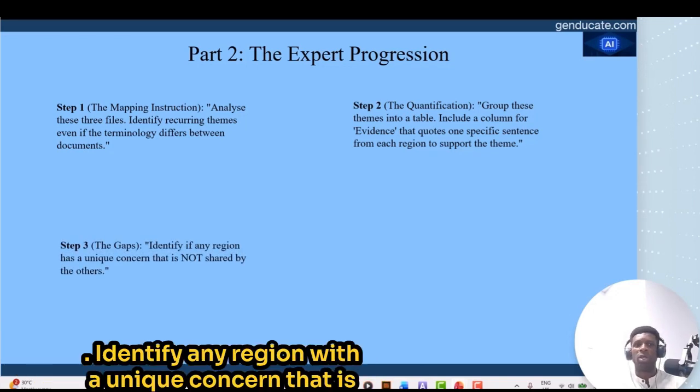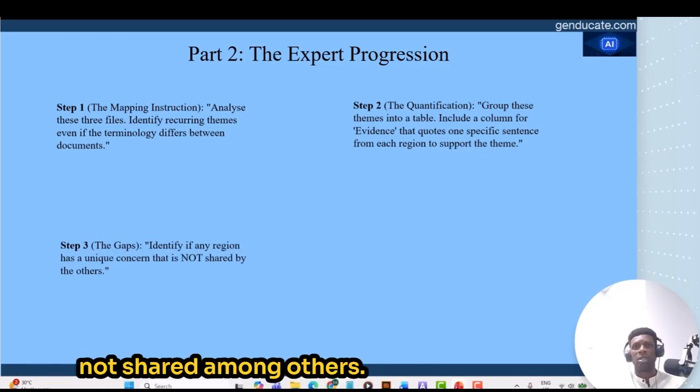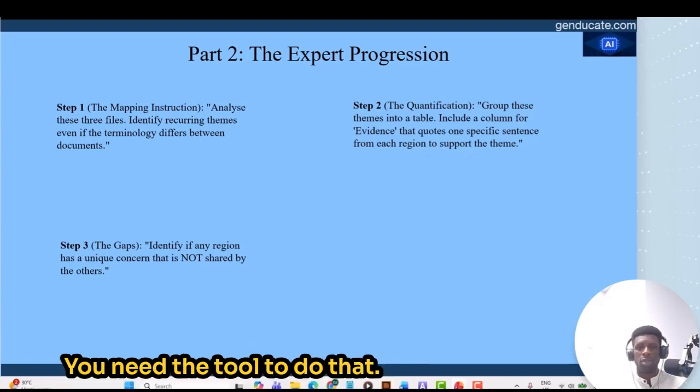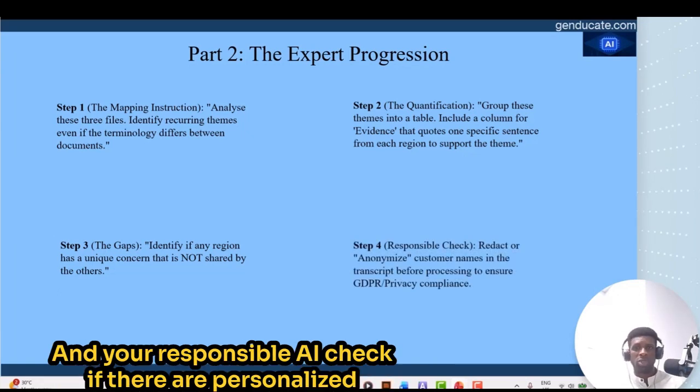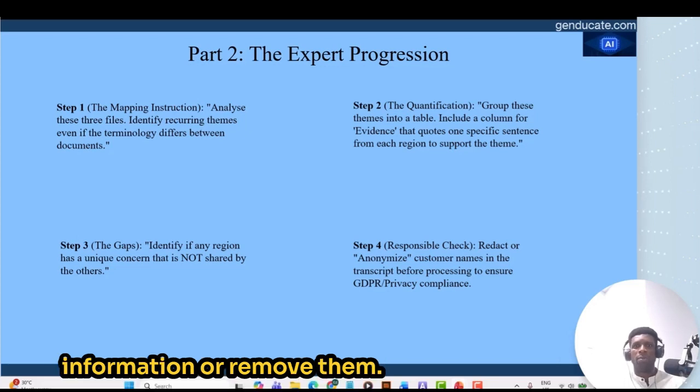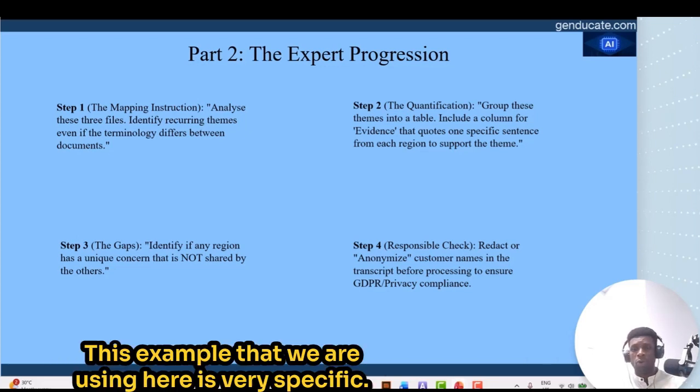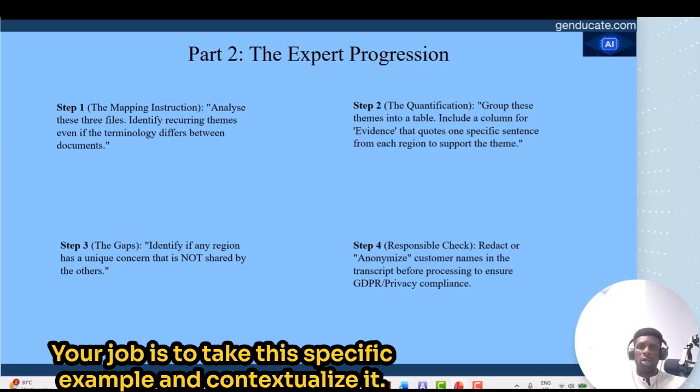Identify any region with a unique concern that is not shared among others. It depends on how many documents you have to work with the tool to do that. And your responsible AI check. If there's personalized information, remove it. This example that we're using here is very specific. Your job is to take this specific example and contextualize it.